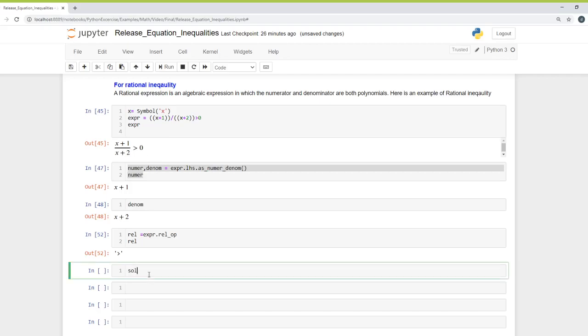Now we will call the function solve rational inequalities and pass our values, that is the numerator and denominator, and the relational operator between them.